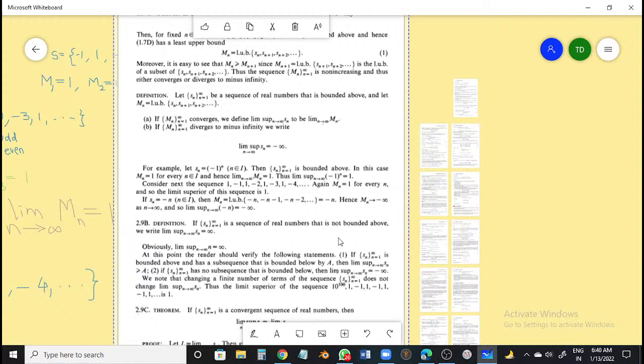Now, if the sequence is not bounded above, then there is no question at all. The limit superior is plus infinity. If it is not bounded above, the terms will go on increasing in that case. So naturally, the limit superior will be infinity.